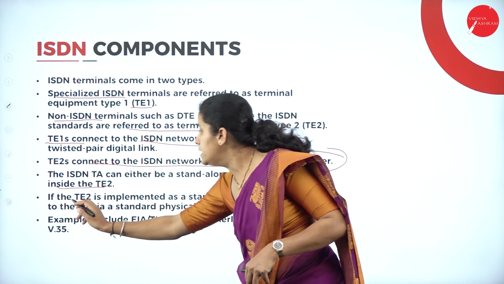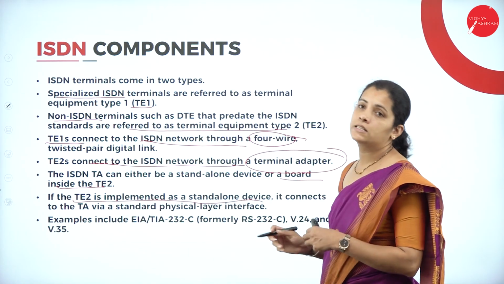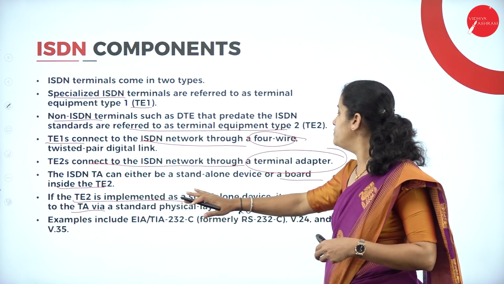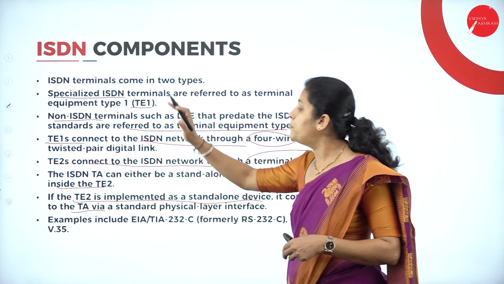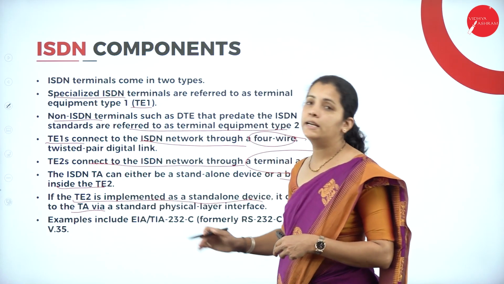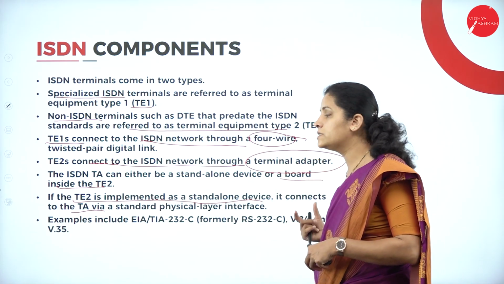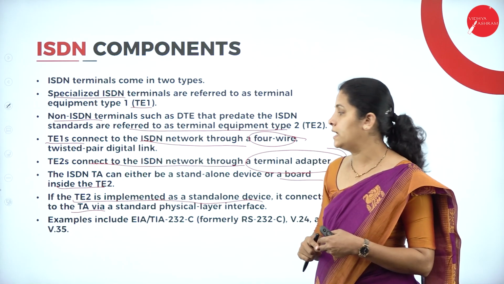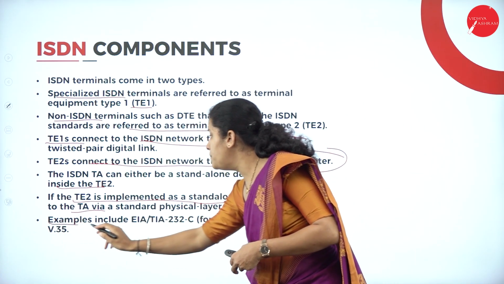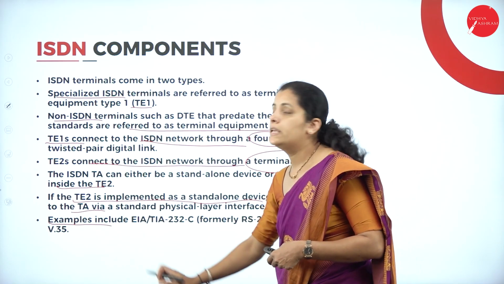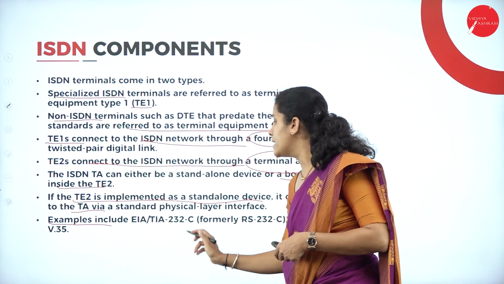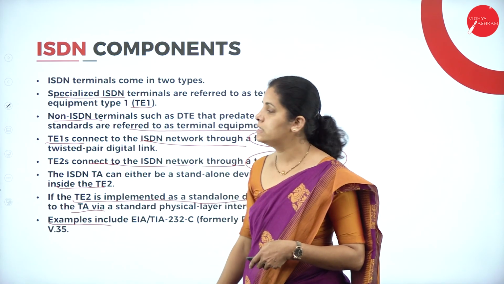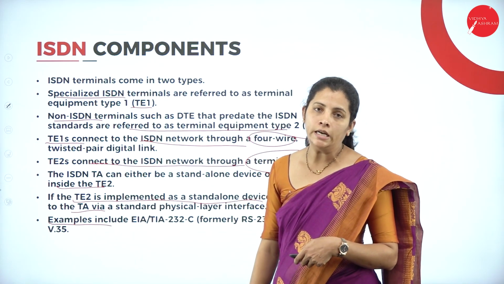So here, if the TE2 is implemented as a standalone device, it connects to the TA via the standard physical layer interface. That means, if the TE2 is implemented as a standalone device, it is mainly used to connect to the terminal adapter via the standard physical connection. Examples here are EIA/TIA-232C, or it may be V.35. These are some of the examples for TE2.